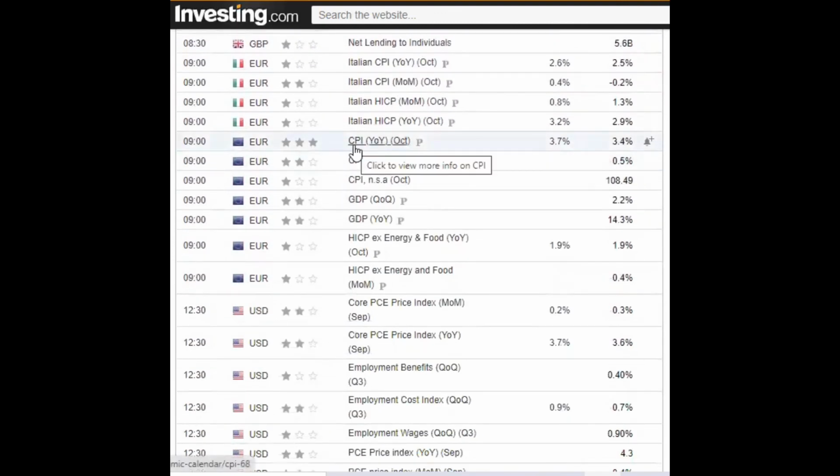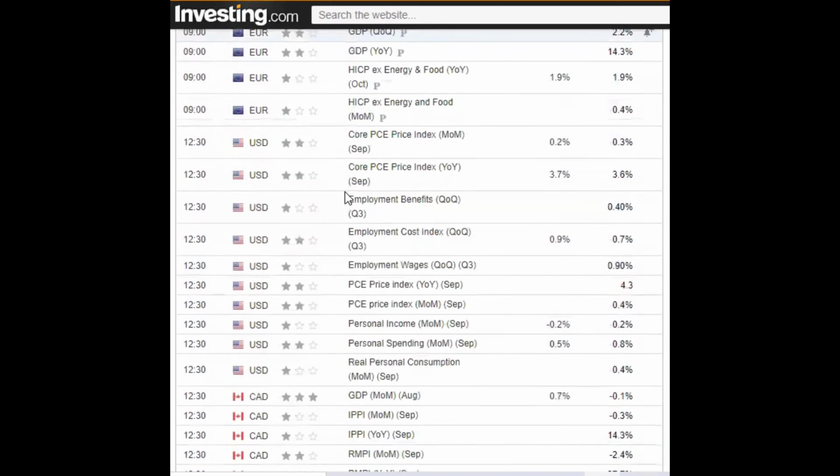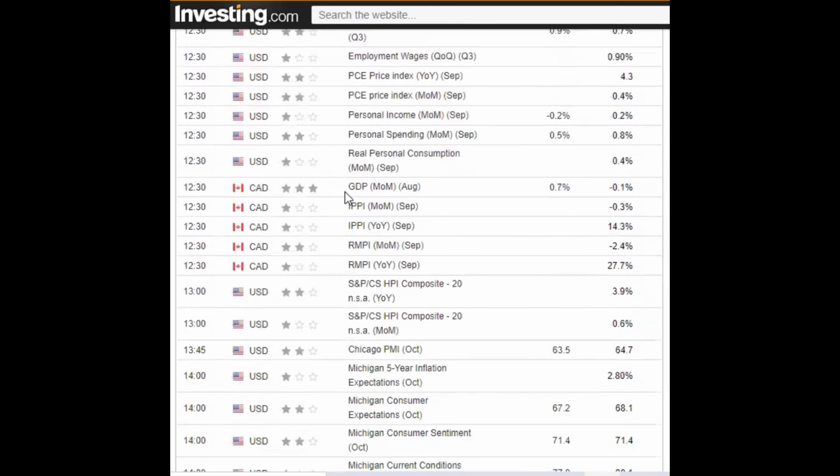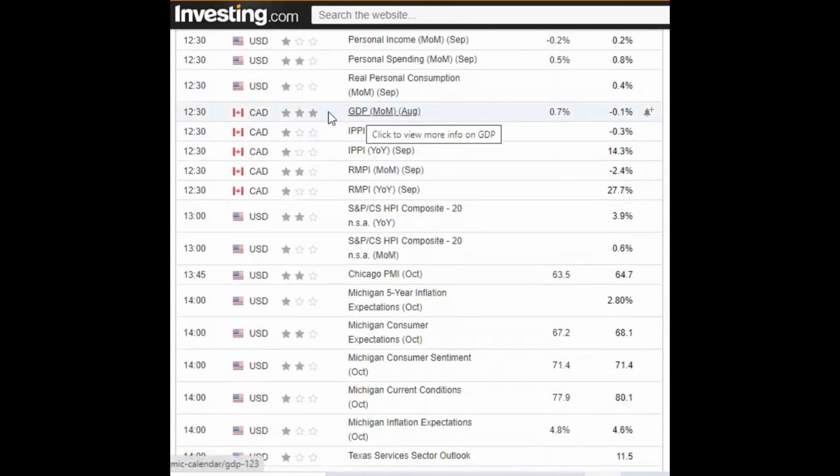If we come down again, we also have some euro news. We have CPI, which looks at inflation. So again, big news. A lot of news coming out of the euro today. So if you're in that euro CAD trade, keep an eye on that. Moving down, we also have the GDP of Canada. Another 3-star rating at 12:30. This could impact the Canadian dollar. So again, if you're in that euro Canadian dollar, then keep an eye on this.